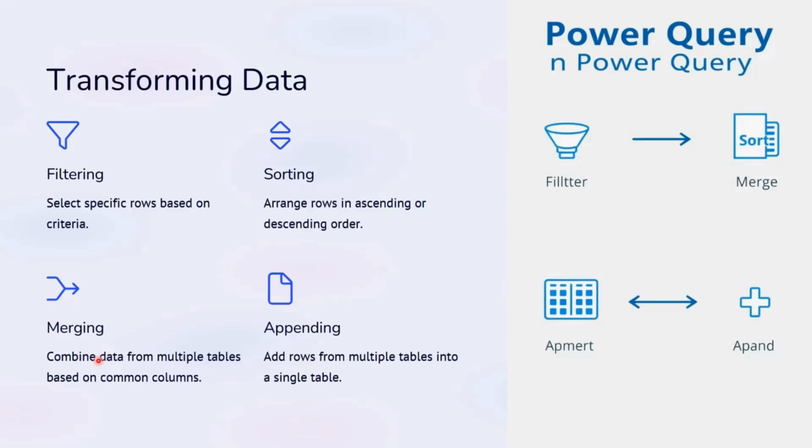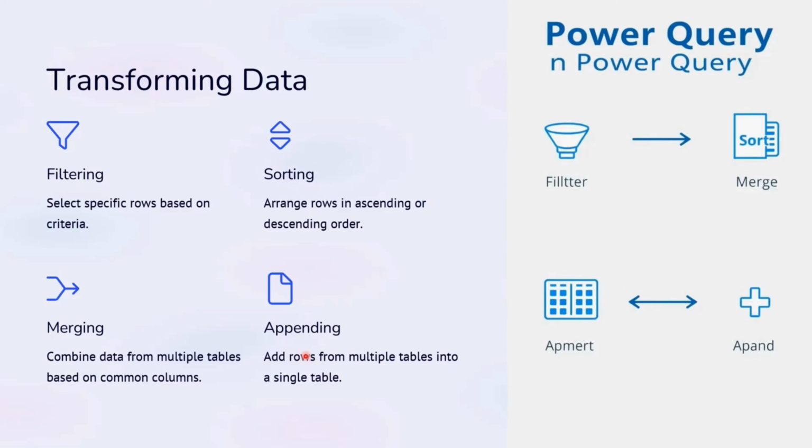Now, this is something they had, merging. You can combine data from multiple tables based on common columns. The word that is very important here is the common columns. You need something in common. Now, this is essential for integrating related data sets. So we will be creating models. So there has to be something in common. We will see that in action, don't worry.